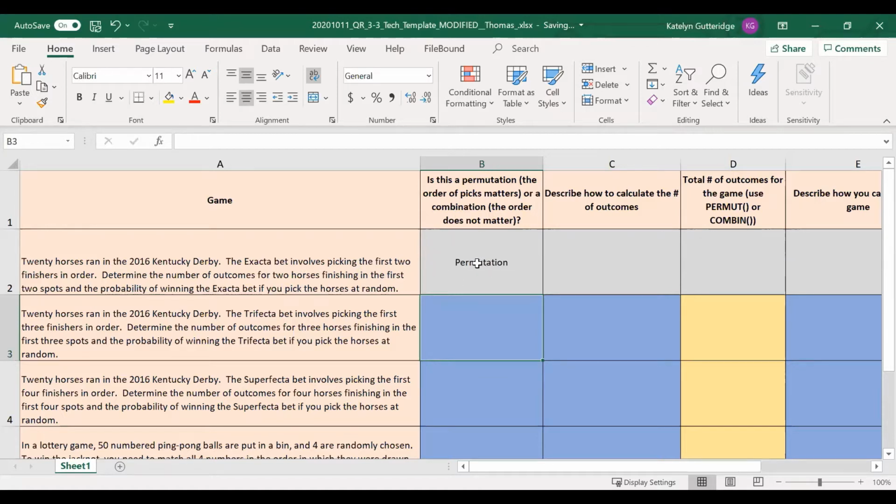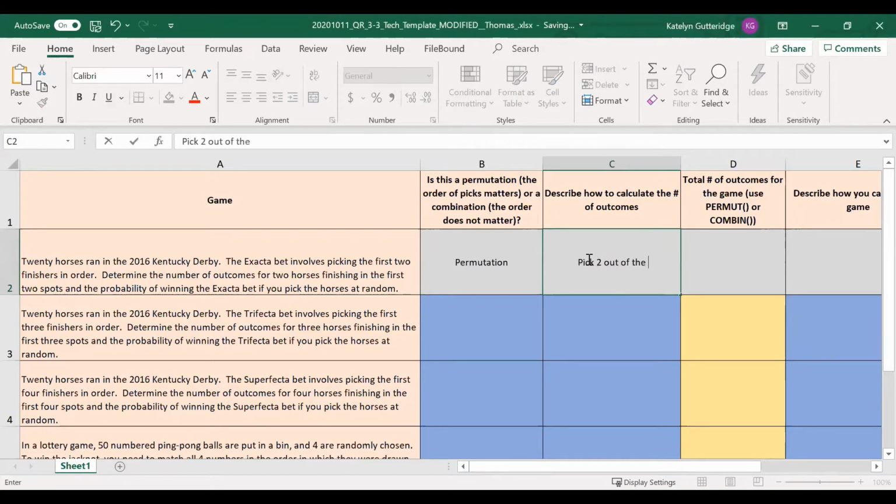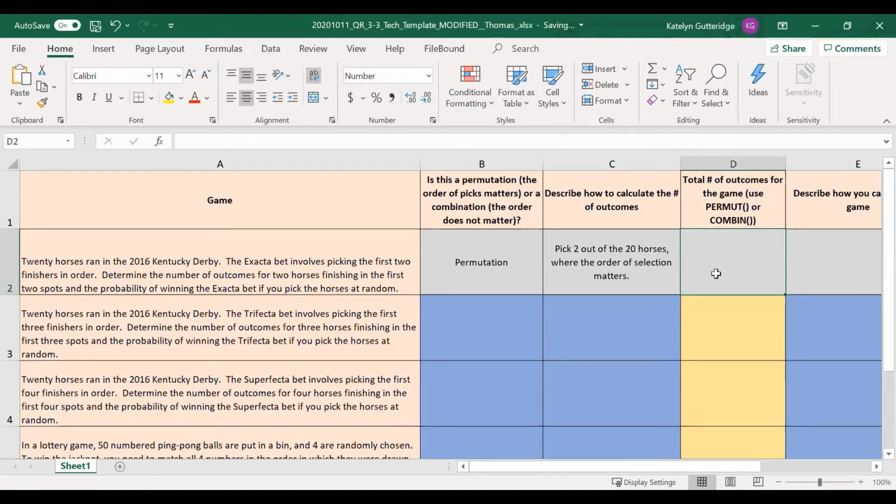Since the order matters, it matters which horse is first and which horse is second. It is a permutation. If the order did not matter, then it would be a combination. Now we're going to describe how to calculate the number of outcomes. We are going to pick 2 out of the 20 horses where the order of our selection matters. Out of all these 20 horses, we have to pick 2, and it matters which one's first and which one's second.